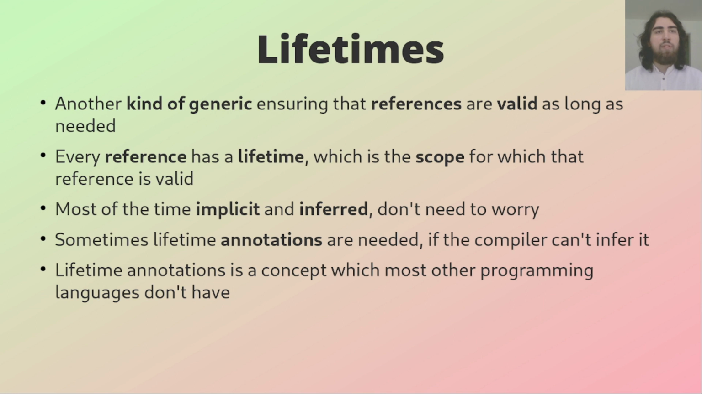Every reference has a lifetime, which is the scope for which the reference is valid. Most of the time this is implicit and inferred, so we don't have to worry about it. Sometimes though, lifetime annotations are needed, and that's the case if the compiler can't infer it. And lifetime annotations is a concept which most other programming languages don't have. So even for experienced programmers, this sometimes looks a little bit confusing, but in actuality it's a very simple concept and you will understand it very quickly.